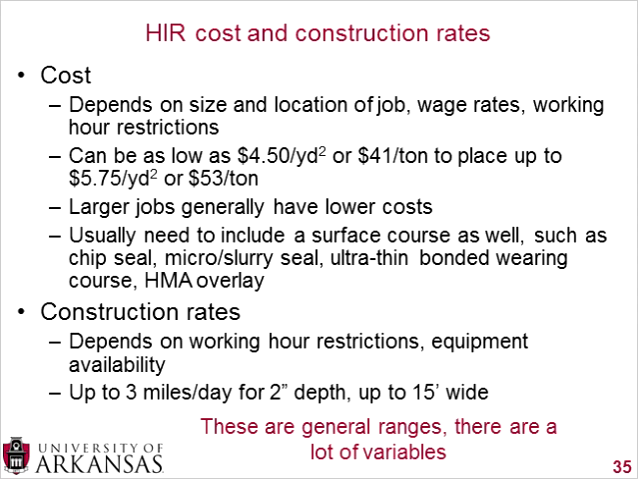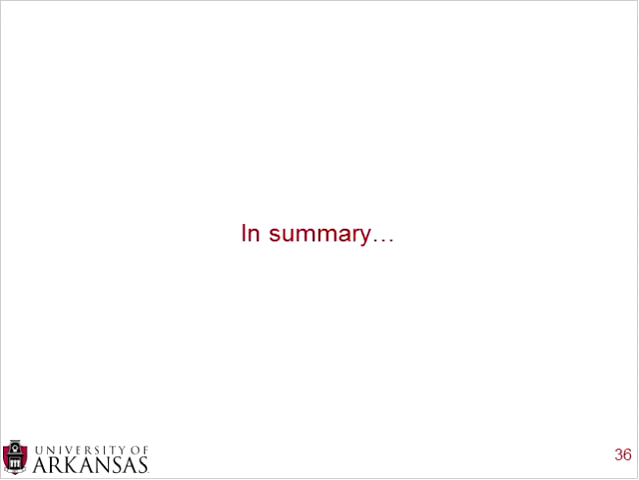The construction rates, again, depend on any sort of restrictions in your equipment availability, but a typical rule of thumb is you can construct approximately 3 miles per day for a 2-inch depth up to 15 feet wide. So that gives you a little bit of idea for your production rates. Now, I've already said both of these are general ranges, but there are a lot of variables. So take these numbers with a grain of salt, but I just wanted to give you a ballpark figure to work with.